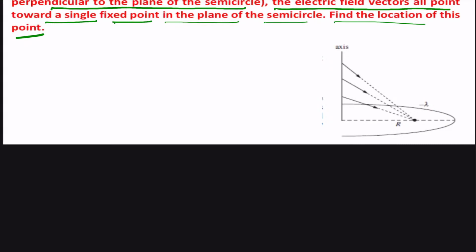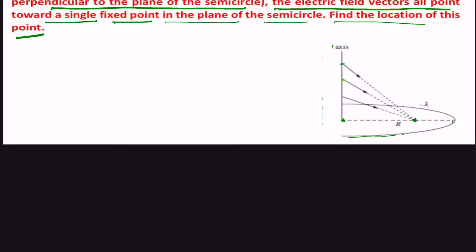We have a semicircle wire, and this is the center of this semicircle, and this is the axis, which is perpendicular to the plane in which the wire lies. And it says that there is a single fixed point, denoted somewhere here, and the entire electric field will be directed toward it, irrespective of the point wherever you take.